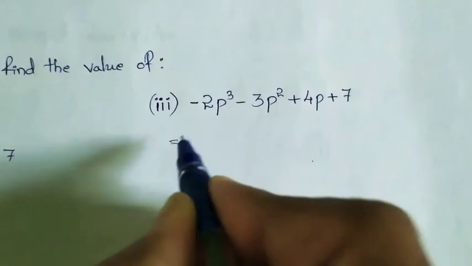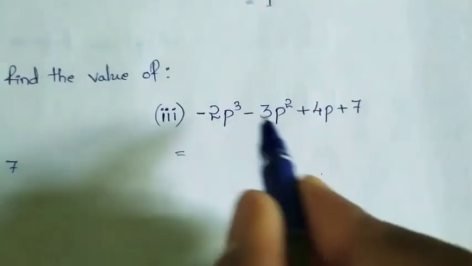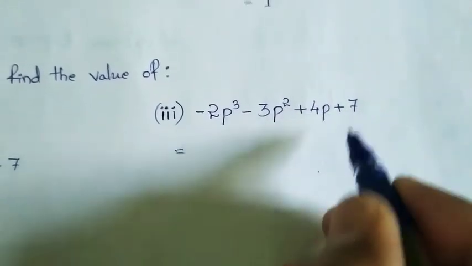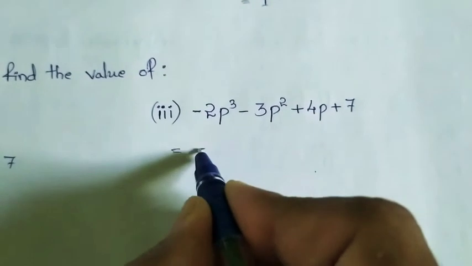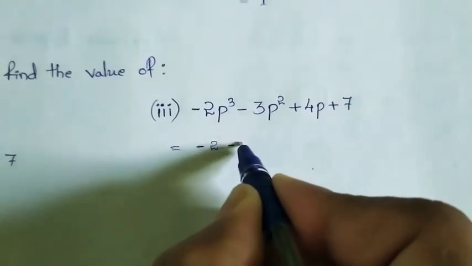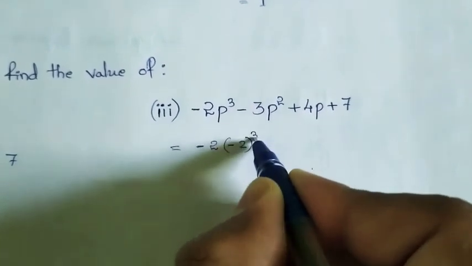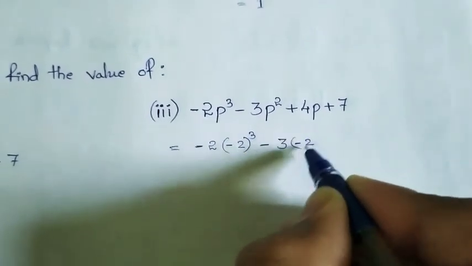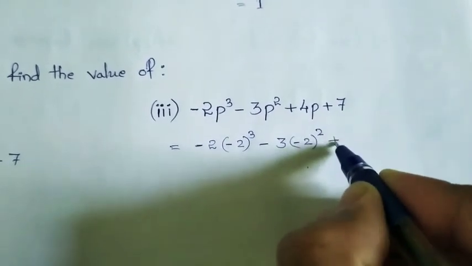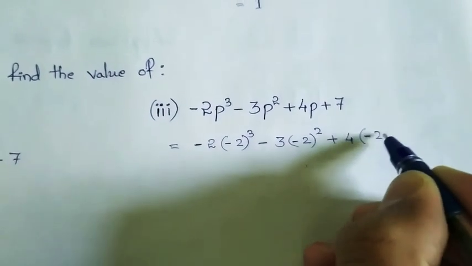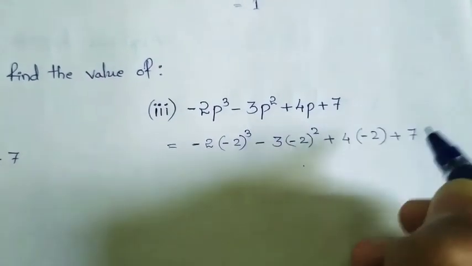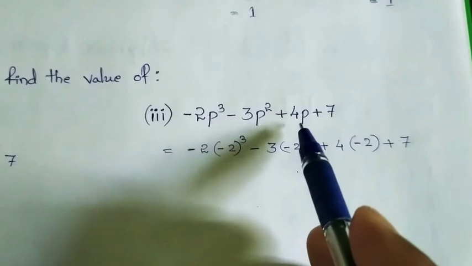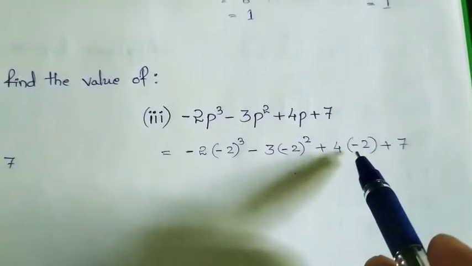Third one: -2p cube minus 3p square plus 4p plus 7. So put the value of p. It becomes -2 into (-2) whole cube, minus 3 into (-2) square, plus 4 into -2, plus 7. Instead of putting a multiplication symbol, I am putting brackets because the number is negative.